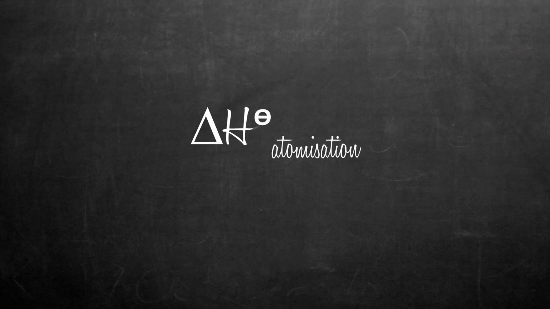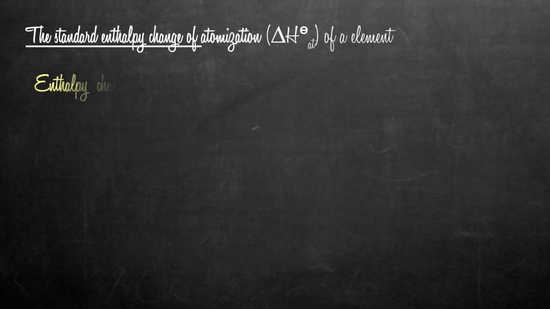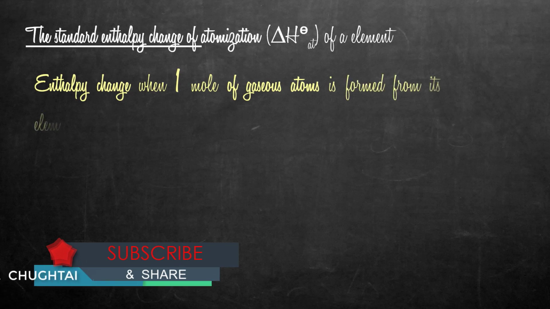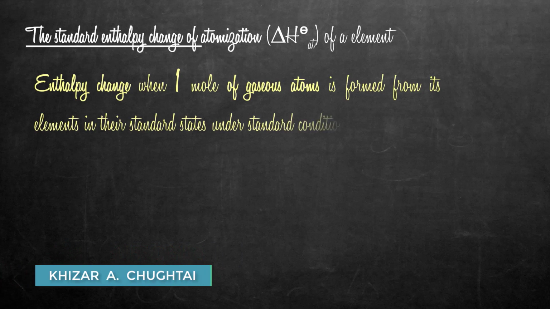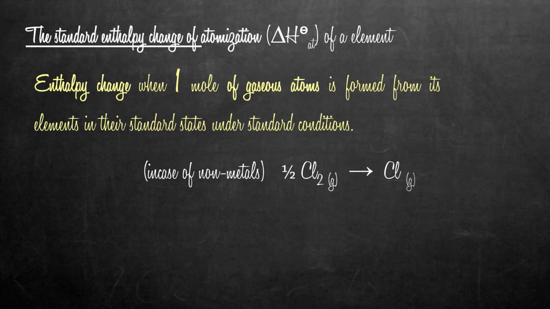Enthalpy of atomization. Standard enthalpy of the atomization of an element. Enthalpy change when 1 mole of the gaseous atom is formed from its element in their standard states under standard conditions. For example, in case of non-metals, when chlorine molecule is broken into the atomic state to make 1 mole of Cl gaseous atom, the energy required is known as enthalpy of atomization of chlorine.